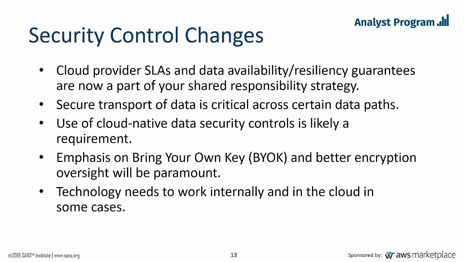Some of the different control changes that go along, I'd say generally, with data security in AWS: you need to be cognizant of your SLAs and things like availability and resiliency guarantees. That's part of that shared responsibility strategy, but it's also very much a part of contract arrangements and making sure that going into agreements, you know exactly what you're doing. Make sure you're setting up secure transport of data anywhere you have critical data paths that need that. And of course, anything that you would probably do yourself on premises, you can largely build and do in the cloud as well.